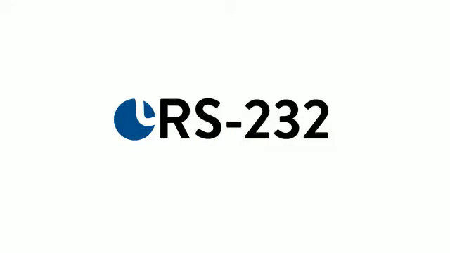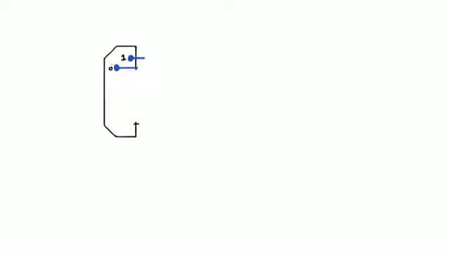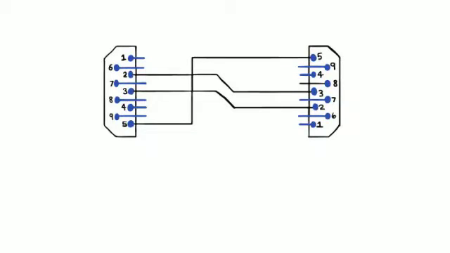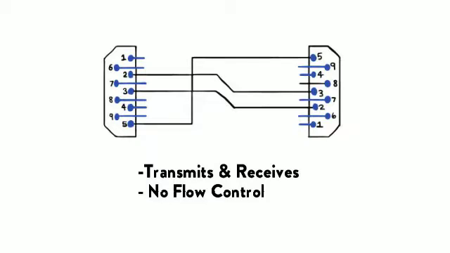Let's start with RS-232. RS-232 is a serial communication transmission standard for data, often used to connect AV components to automation and control systems. HDBT transmits and receives RS-232, but doesn't support flow control. It supports received data, transmitted data, and grounding.